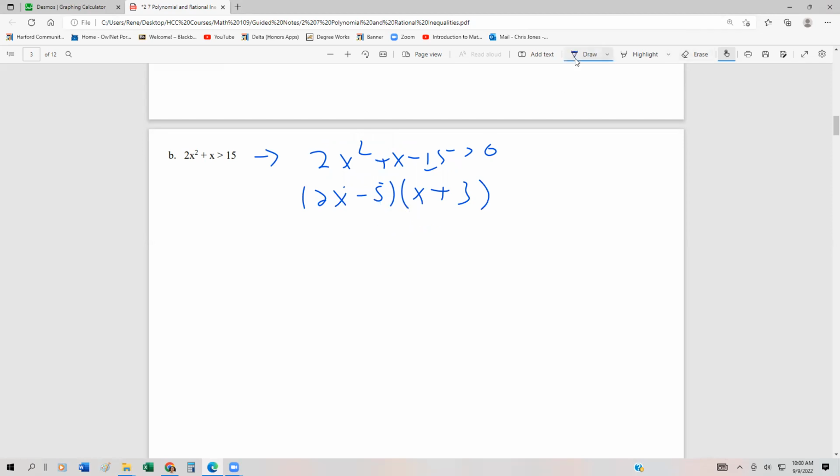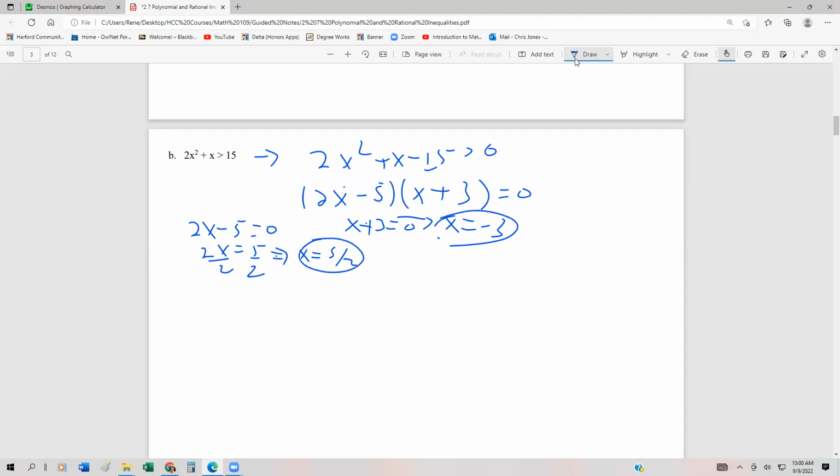And then we set this equal to 0, and we set both of these factors to 0. So 2x minus 5 equals 0, and x plus 3 equals 0. This one gives us x equals negative 3. That's pretty easy. Over here, we add 5 and divide by 2, and we get that x is equal to 5 halves. So those are our boundary values.